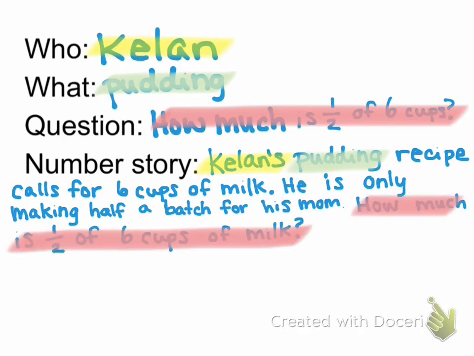So I have all 3 parts, and I built my number story without leaving any information out. That's how you build a perfect number story. Practice on your own now.